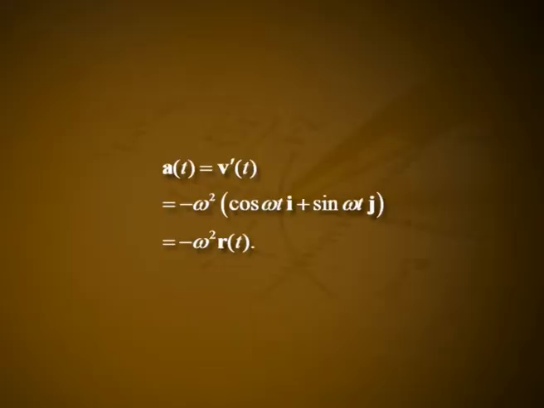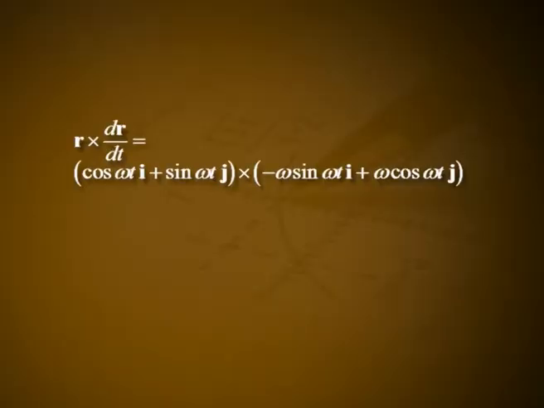The acceleration vector A is given by A of t is equal to v dash of t, which is equal to minus omega square into cos omega t i plus sin omega t j, which is equal to minus omega square into vector r of t. Thus, the direction of the acceleration is opposite to that of vector r, and as such it is directed towards the origin and the magnitude is proportional to vector r. That is, the acceleration is directed towards the origin and has magnitude proportional to the distance from the origin.